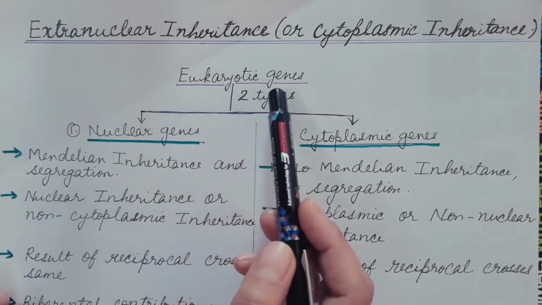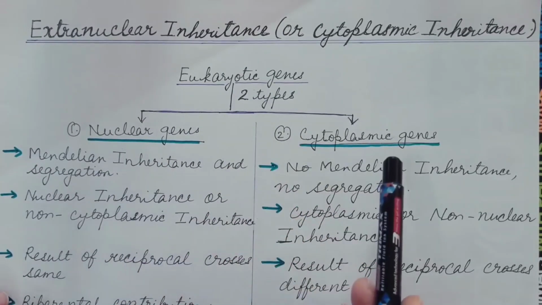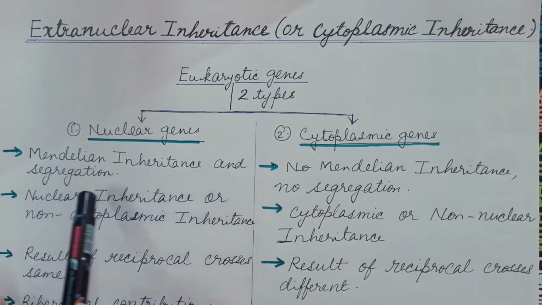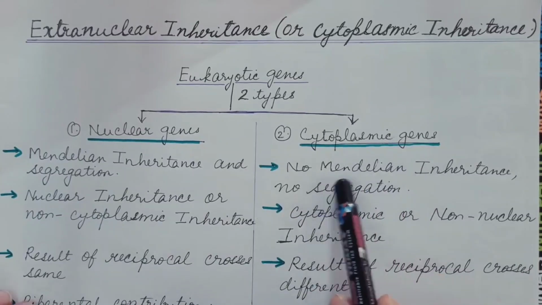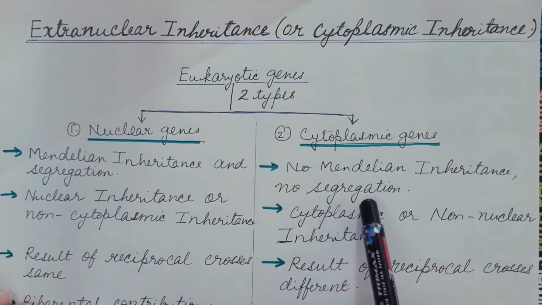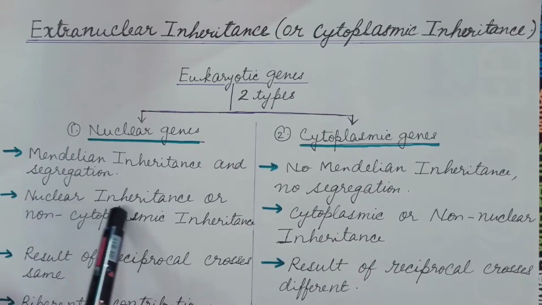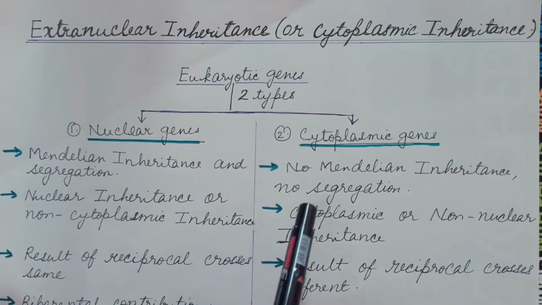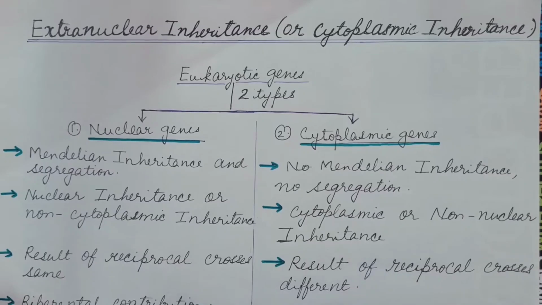So, if we talk about eukaryotic genes, these are of two types: nuclear genes and cytoplasmic genes. Nuclear genes show the Mendelian pattern of inheritance and segregation. Cytoplasmic genes do not show the Mendelian pattern of inheritance and segregation. Inheritance of nuclear genes is known as nuclear inheritance or non-cytoplasmic inheritance. But inheritance of cytoplasmic genes is known as cytoplasmic or non-nuclear inheritance.